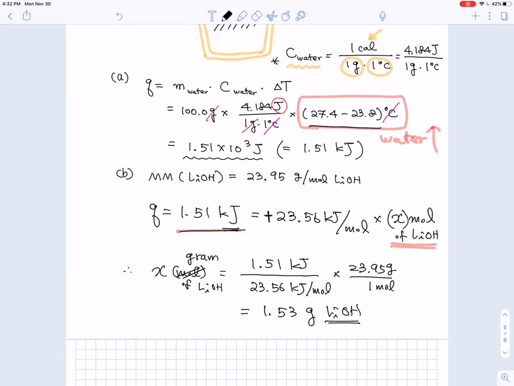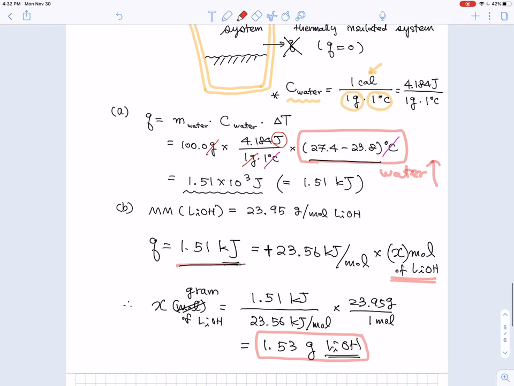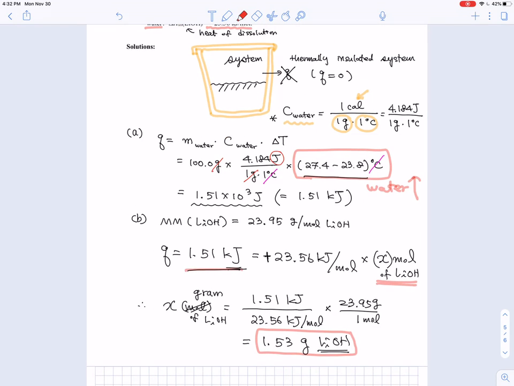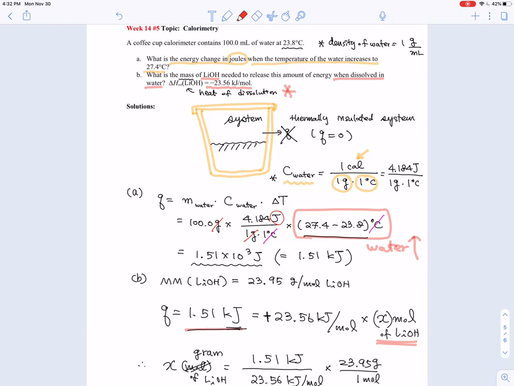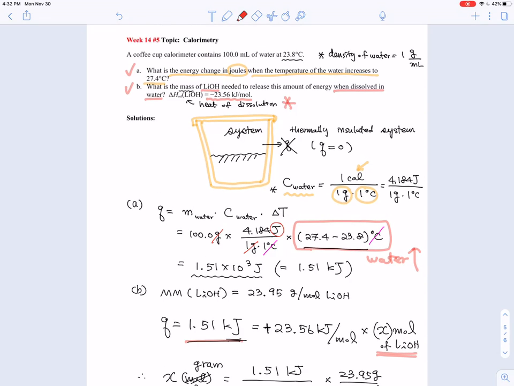So by dissolving this many grams in 100 grams of water, you will raise the temperature by this much because of what is known as the heat of dissolution. This is an experiment calculating the amount of heat needed to raise the temperature of water, and the source of the heat comes from dissolving the salt in the water, and the heat of dissolution is given as part of the data here.